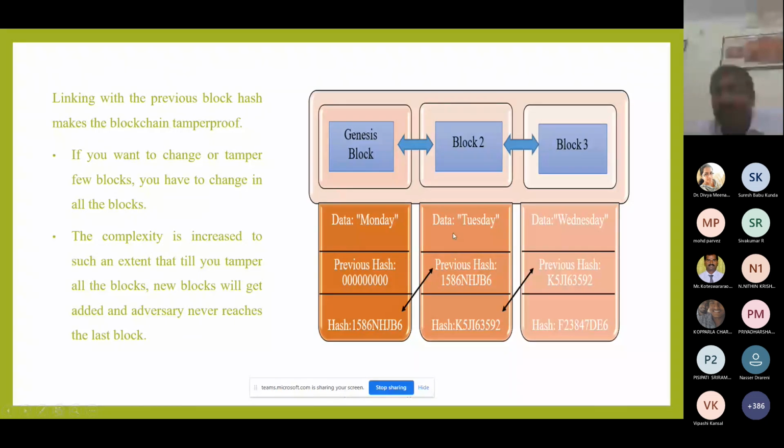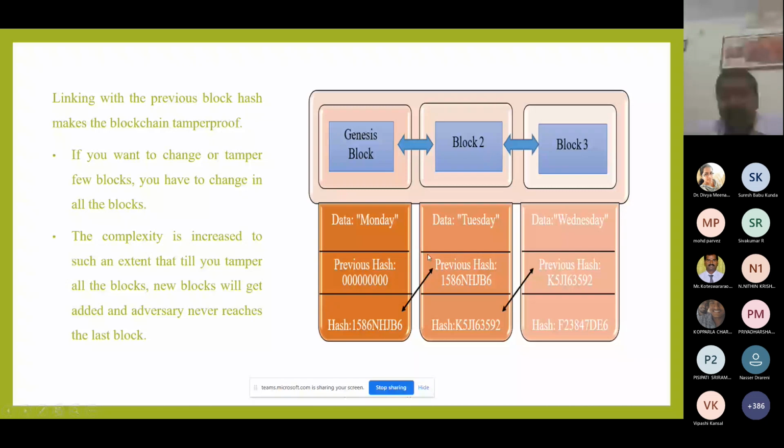So based on these two values, data Tuesday and the previous hash, we have this value. And again, each block has its own data, but they take the hash value of the previous block. So we calculate this based on the values of these two. So what happens if you change something here, for example, Monday's data? This value will change because this data is changed. Now, if this is changed, it means this previous hash value will also change.